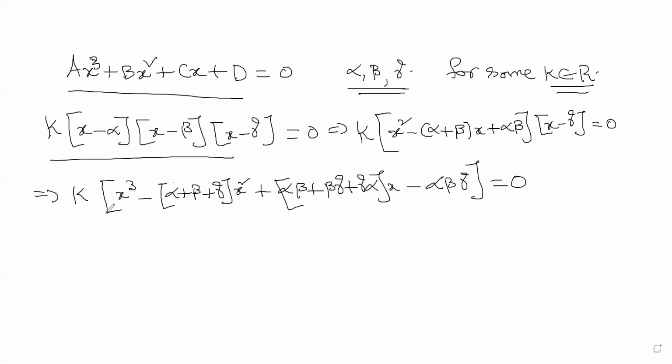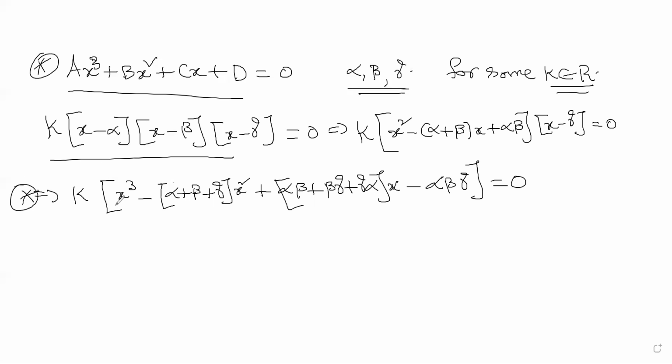So this is how you get x cube minus (alpha plus beta plus gamma) x square plus (alpha beta plus beta gamma plus gamma alpha) x minus alpha beta gamma is equal to 0. Now what we have to do is simply compare the coefficients. Compare the coefficients of this equation.